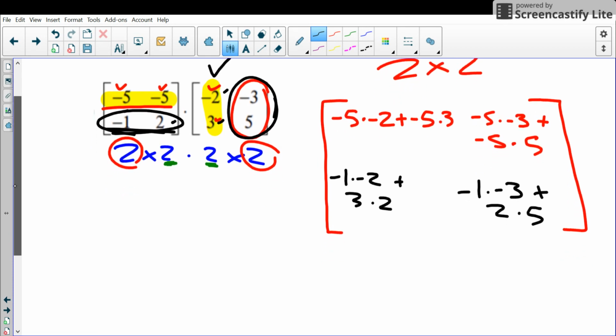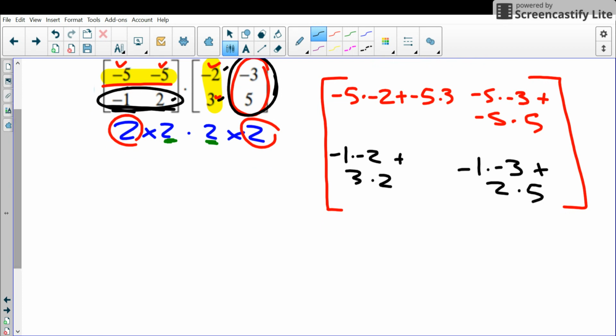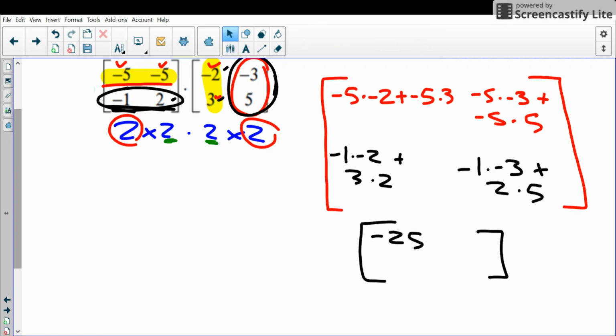Now I'm all set up. I just have to calculate out what each entry is so I can write my matrix a little bit more concise. So this top left entry will be -10 minus 15, which will be -25. The top right entry will be, let me flip that, +10 minus 15, so it'll be -5.